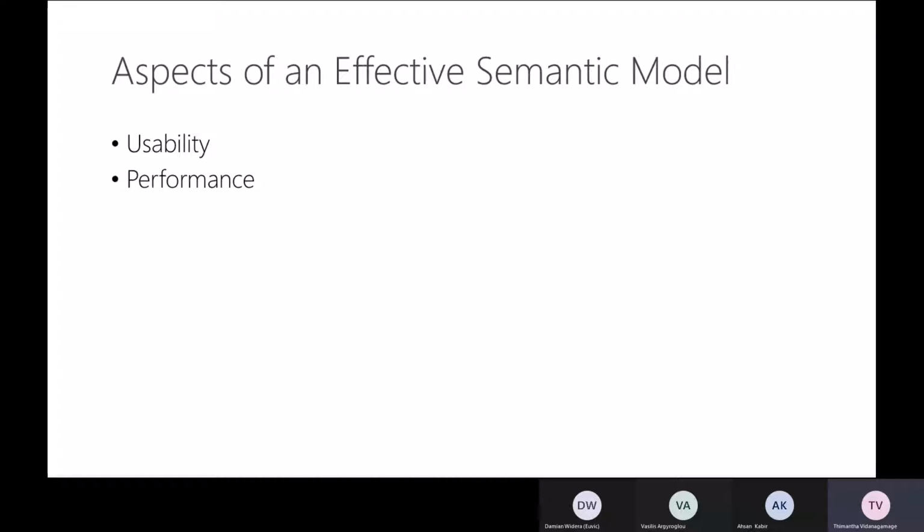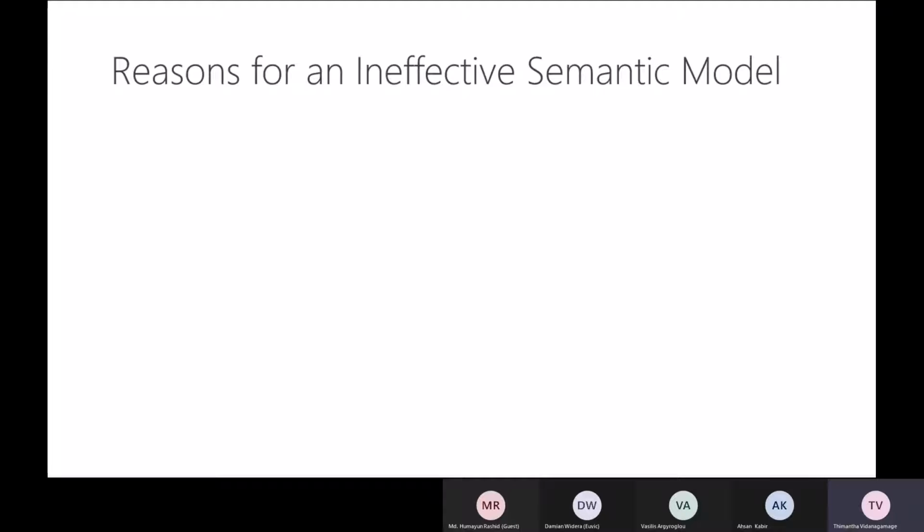But these two are the key features from a Power BI developer's point of view to improve the effectiveness of a semantic model. And moving into the reasons for an ineffective semantic model. Now, we talked about the effective semantic model, the aspects that serve an effective semantic model, which are usability and performance. When it comes to the ineffective part of things, we need to understand what the reasons for an ineffective semantic model are.